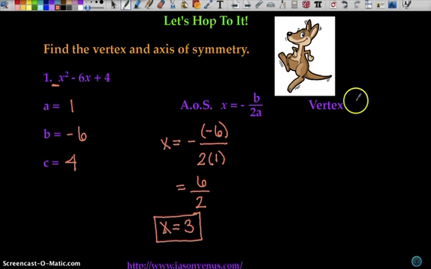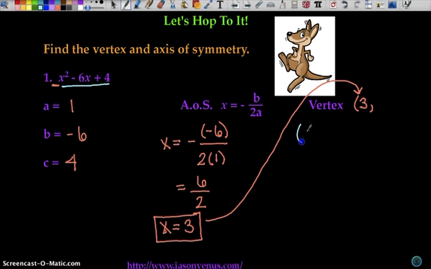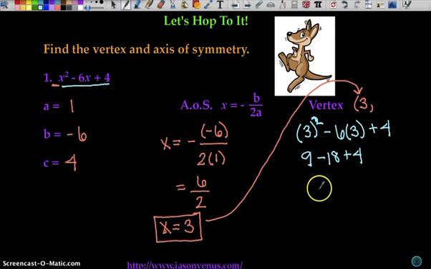All right, so what that means now is our vertex, 3 is our x-coordinate, and I got this from our axis of symmetry. To get the y-coordinate, it's just plugging in that value to our original equation. So we take 3, square it, subtract 6 times 3, and then add 4. Order of operations, 9 minus 18 plus 4. 9 minus 18 is negative 9 plus 4.